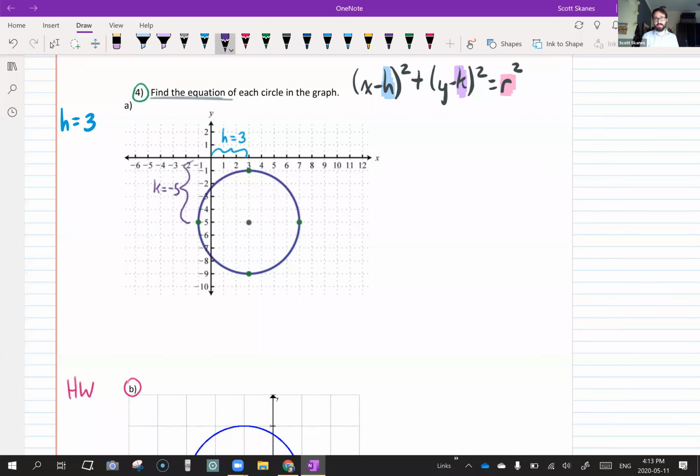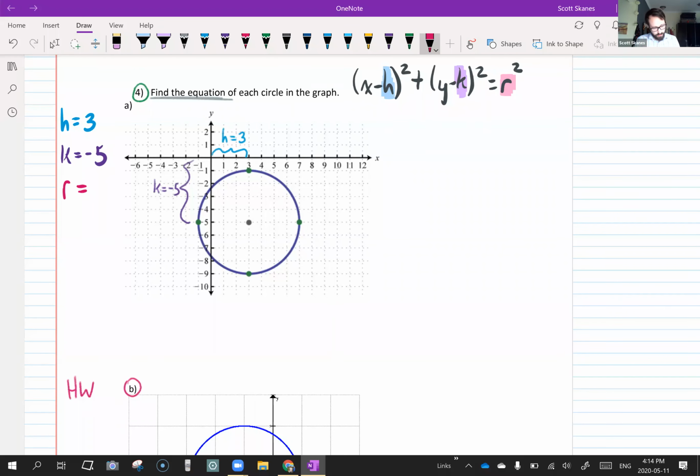Down 5, minus 5. So K isn't 5, K is minus 5. So you get the idea. K is minus 5. So again, what does H mean? It's how much we move to the left and right. Shift it to the right by 3. What is K? It's how much we move up or down. So we've moved down by 5.